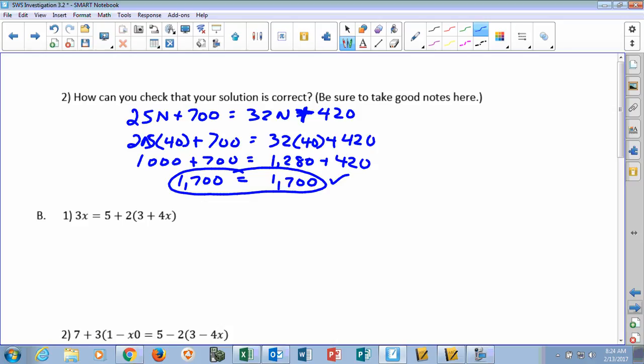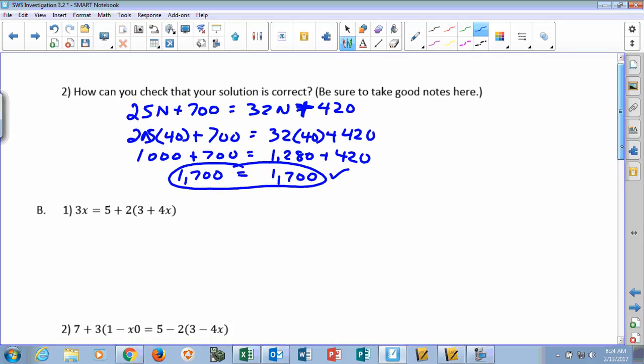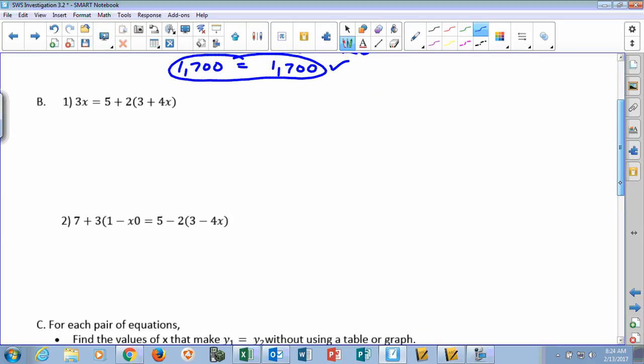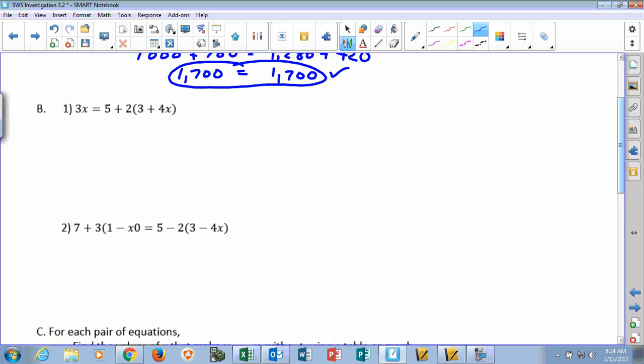Okay, so for the next part, you've got two problems here, and I want you to see when you set those two equal to each other. Now there's a typo in number 2. You see this 1 minus x and then there's a 0? That's actually supposed to be a closed parenthesis. So you're going to solve those two equations with variables on both sides to see where they're equal, and check it. I'm going to give you about 10 minutes to do that with your groups. We're going to pause the video and let you do numbers 1 and 2 in part B.